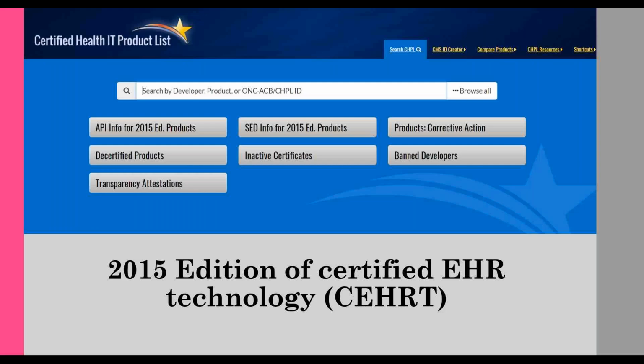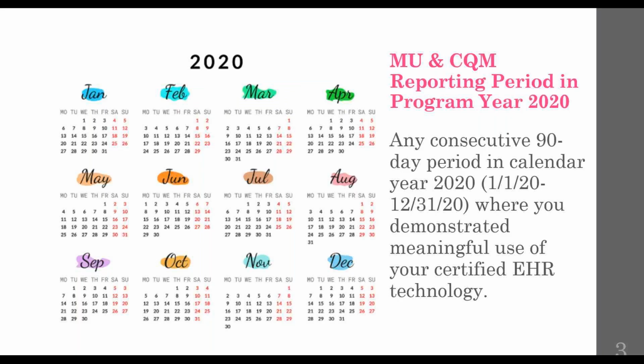meaningful user. In program year 2020, all EPs will be attesting, like I said, to Stage 3 MU, and they'll be doing so using a 2015 edition of Certified EHR Technology, aka CERT. You'll want to check ONC's Certified Health IT Product List website or the CHPL if you're unsure if you have a 2015 edition of CERT.